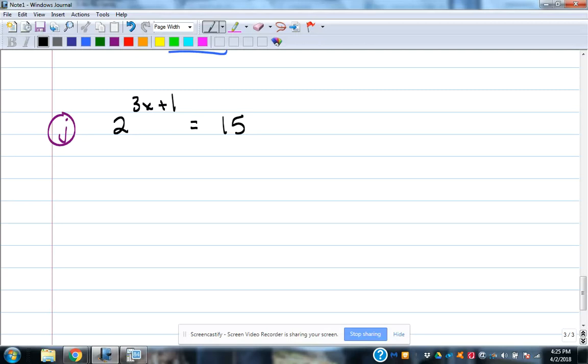So what do I do to get rid of that base of a 2? Perfect. If I take log base 2 of both sides, that'll cancel out right there. That's what taking the log base does, is it cancels out.